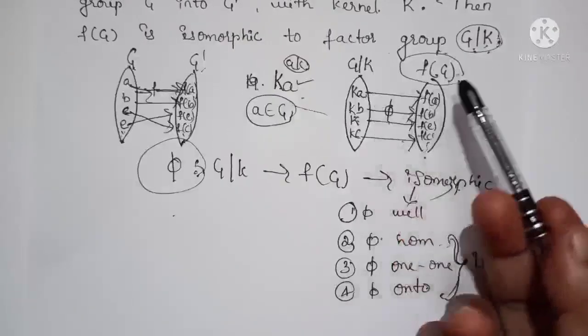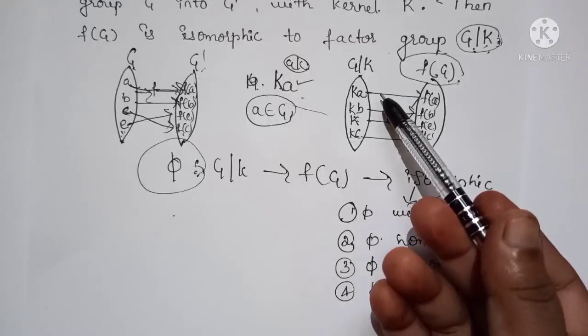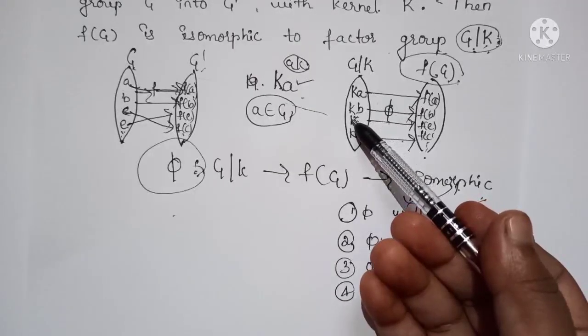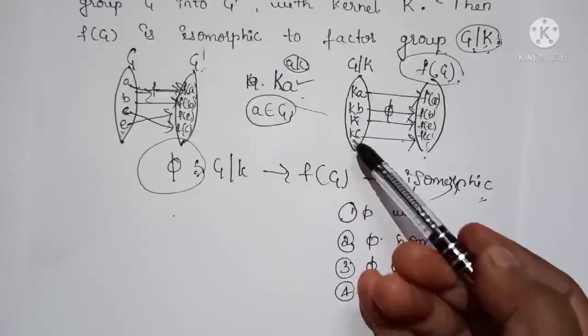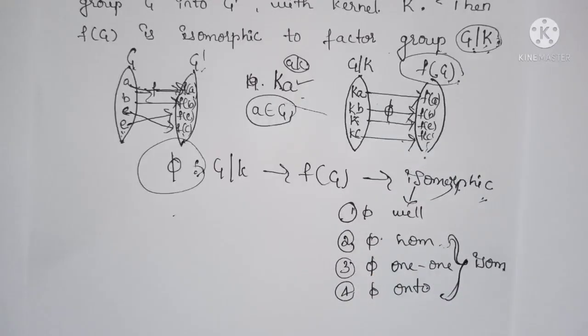And one more thing here, K is nothing but the kernel of f. So that means the images of all the elements of K are equal to the identity element. Okay.